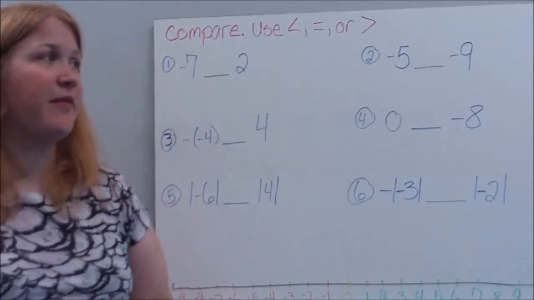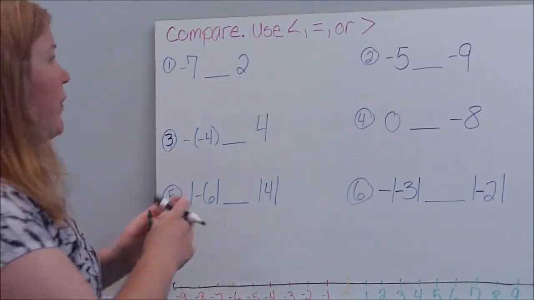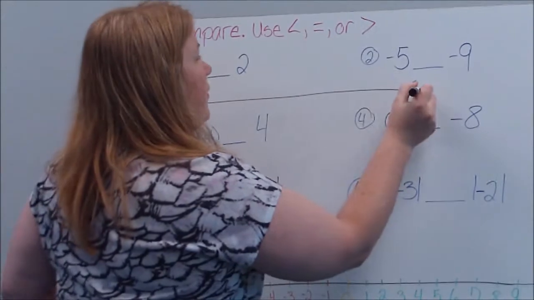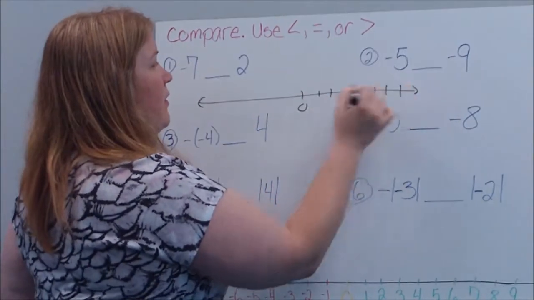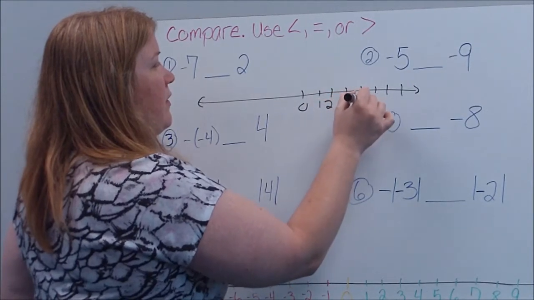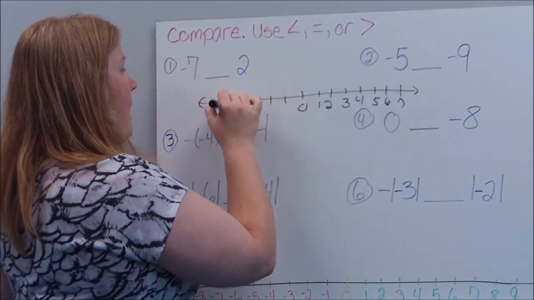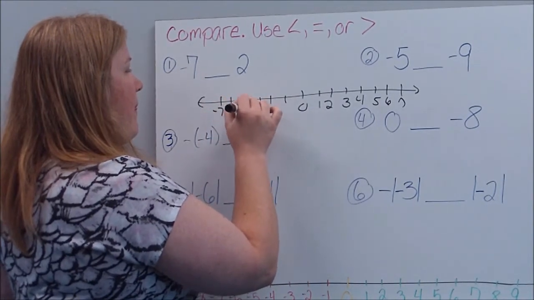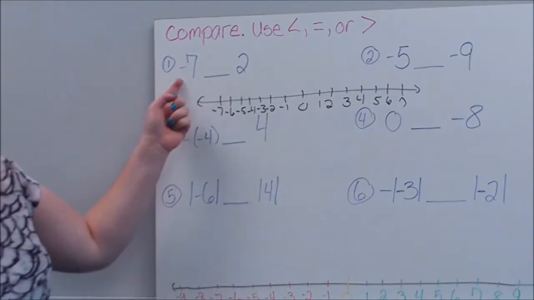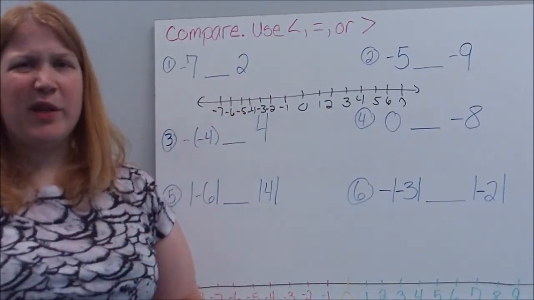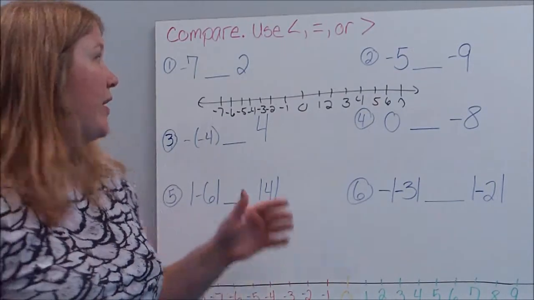So let's compare some of these numbers. And again, you can use a number line. I can draw one up here real quick for us to start with. So here I have a negative 7 or a 2. This is one that I would almost do without using the number line first, because if you can just think through it, it'll make sense.